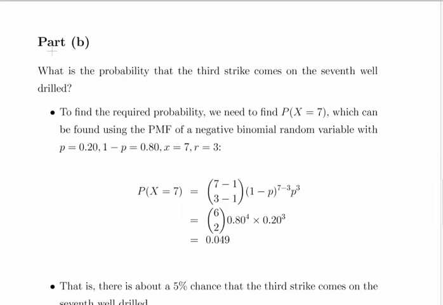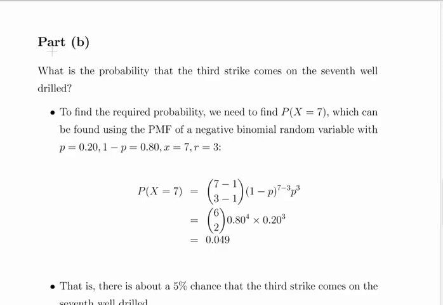Okay. Second question, what is the probability that the third strike comes on the 7th well? So here what we need is a probability of x equal to 7, and in this case the number of successes is r equals 3. So we were looking for, given that there were 7 trials, what was the probability of there being 3 successes? Working in reverse, given that we had 3 successes, how long did it take to get those 3 successes, and what was the probability that it took 7 trials to get those 3 successes?